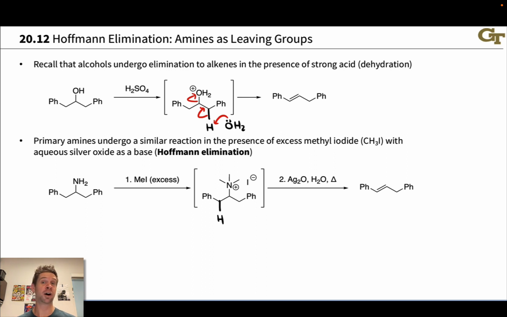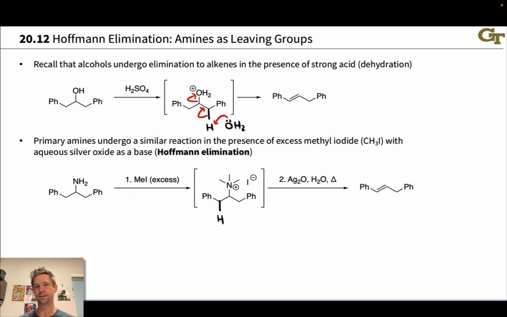Right? And the conditions of the Hofmann elimination manage to achieve this. So we start with some alkyl amine, typically a primary amine with an NH2 group, and we treat it with an excess of an alkyl halide. And since we're going to throw away these alkyl groups that we're installing, ultimately we can use a very simple alkyl halide like methyl iodide.